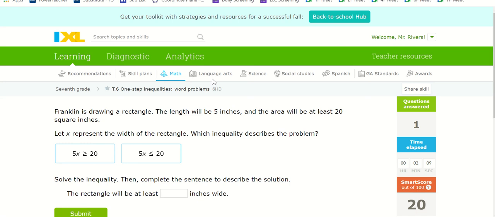Okay, so we know it's going to be length times width. The length is 5, the width is X. So 5 times X. 20 is on the other side, so that didn't really help us out, but the key word here is at least. The area, well, what's the area going to be? The area is length times width. So 5x represents the area, and this area has to be at least 20 square inches.